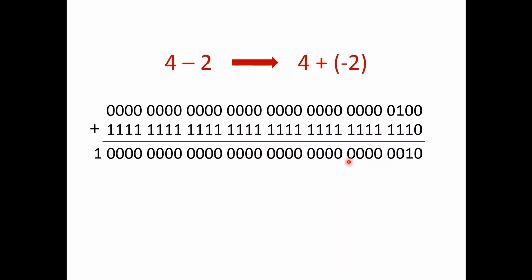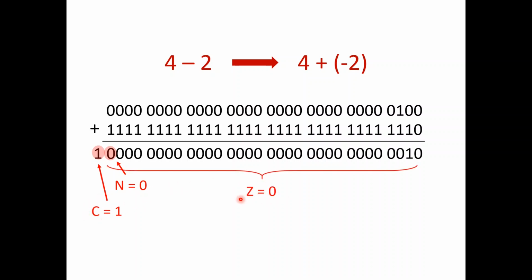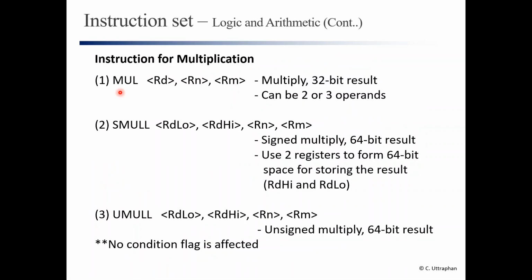Let's see the condition flags, one by one. Look at the most significant bit, 0, meaning N equals 0, which indicates the result is positive. There is a carry from bit 31 to bit 32, hence C equals 1. And because the result is hex 2, Z equals 0. And finally, V is equal to 0, because the result, hex 2, is definitely in the 32-bit range for signed numbers.